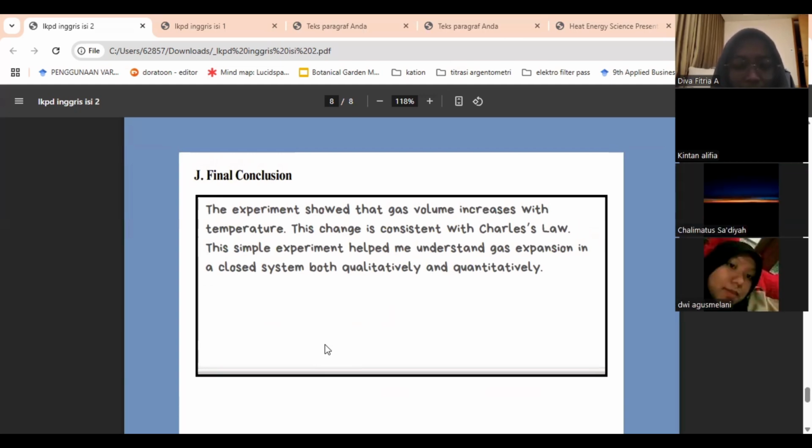Okay, next, conclusion. The experiment showed that gas volume increased with temperature. This change is consistent with Charles' law. The simple experiment helped me understand gas expansion in a closed system, both qualitatively and quantitatively.